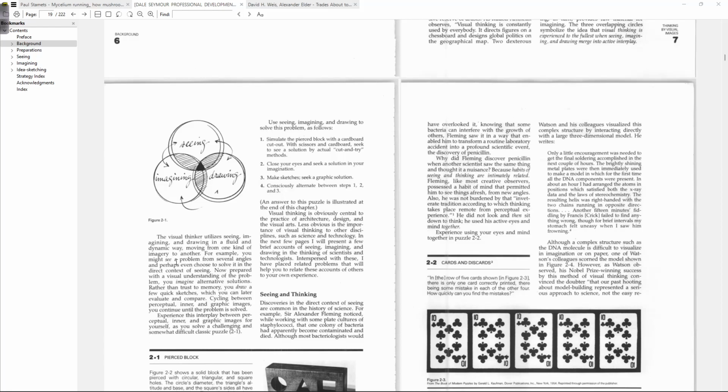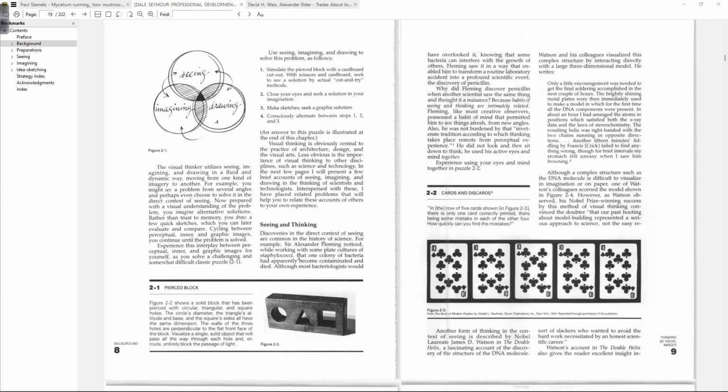Now, visual thinking is obviously central to the practice of architecture, design, and the visual arts. Less obvious is the importance of visual thinking to other disciplines such as science and technology. In the next few pages, I will present a few brief accounts of seeing, imagining, and drawing in the thinking of scientists and technologists. Interspersed with these, I have placed related problems that will help you to relate these accounts of others to your own experience.